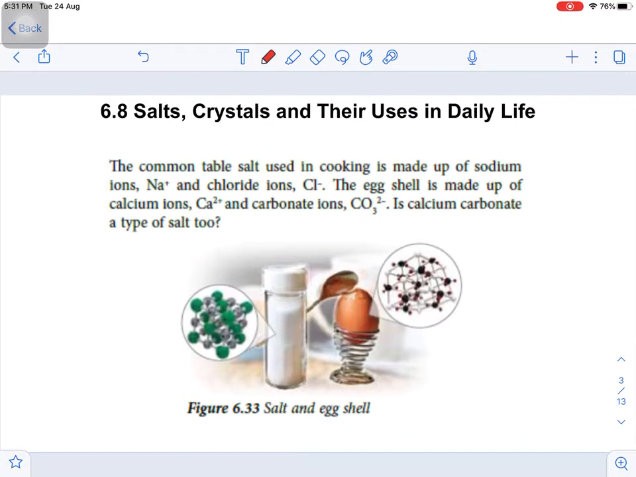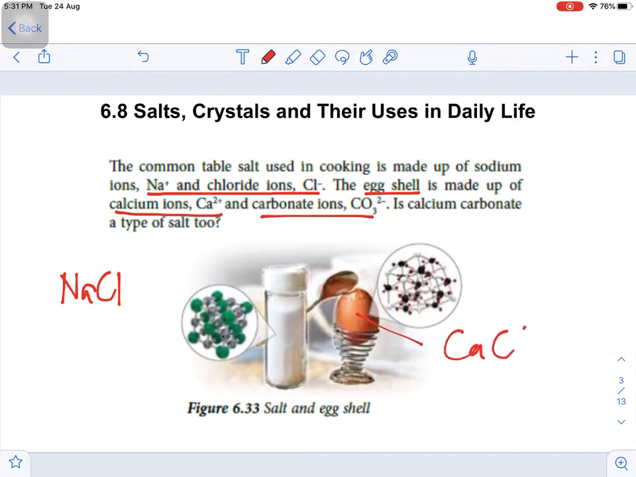Okay. The common table salt used in cooking is made up of sodium ion and chloride ion. So this will form sodium chloride. Okay, this sodium chloride that we use in the kitchen, yang kita guna selalu dalam masakan, sodium chloride, yang rasanya masin. Okay. And the eggshell is made up of calcium ion and carbonate ion. So it will form calcium carbonate. Okay. So kalau kulit kerang, macam seafood punya kulit kan, kulit ketam, that one dia ada mengandungi calcium carbonate juga.